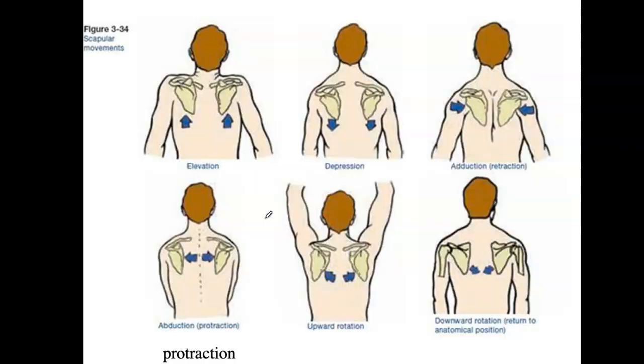The shoulder is very complicated. It does a lot, and the scapula has a lot of movements. So let's look at these scapular movements. They go in pairs of two. You can elevate, going up, and depress. Up and down. We saw that one.